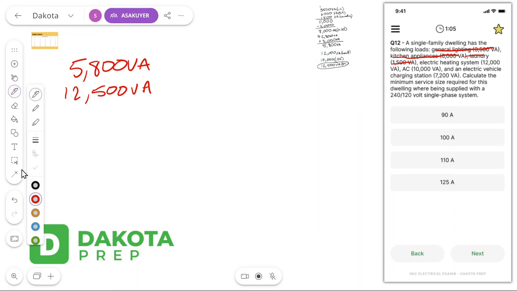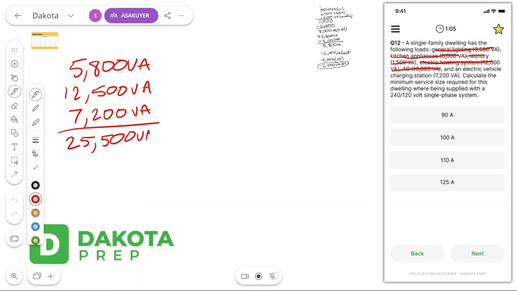So we can check off heat and AC, and then it says we have an electric vehicle charging station that's 7,200 volt amps. There's nothing we can do about that, right? 7,200 volt amps is the minimum that we have to use for an electric vehicle charger if we happen to have one. So all that's left to do, super easy, is add these up, which gives us a grand total. Plug it into the old calculator.